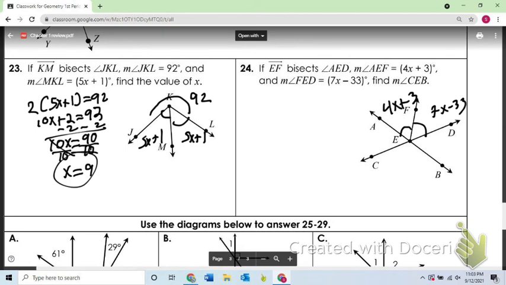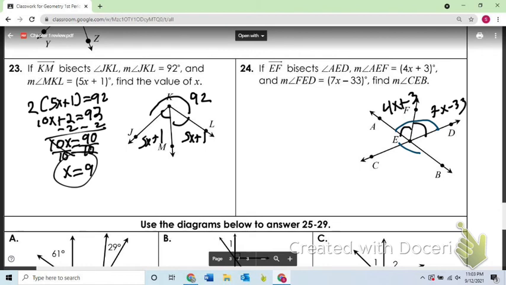So we have 4x plus 3 and 7x minus 33 are going to be equal to each other. Now, we also know that what we're looking for is CEB, which is going to be a vertical angle to AED. So what we're going to be able to do is find X, plug X back into those angles, figure out what that total angle is, or just figure out what one of them is, double it, and that's going to be equal to CEB.